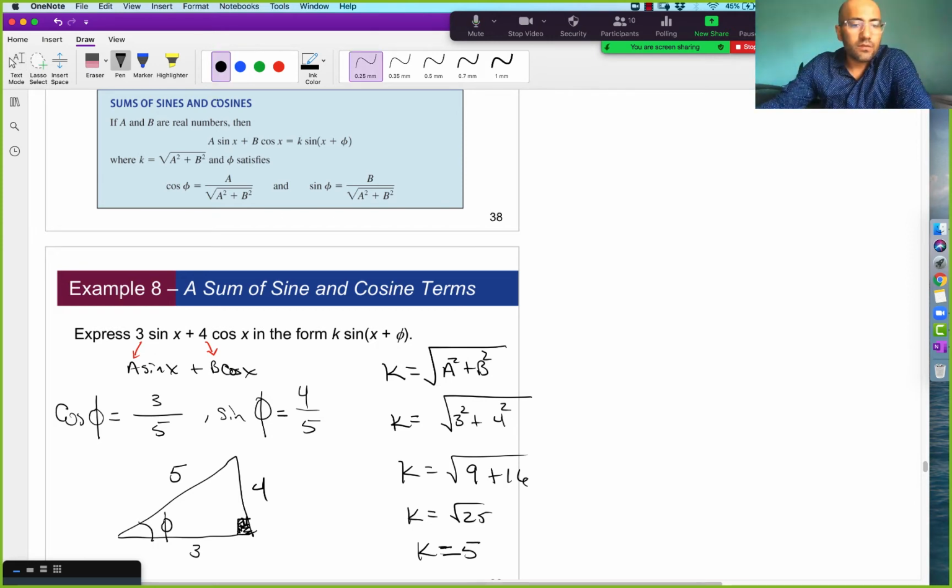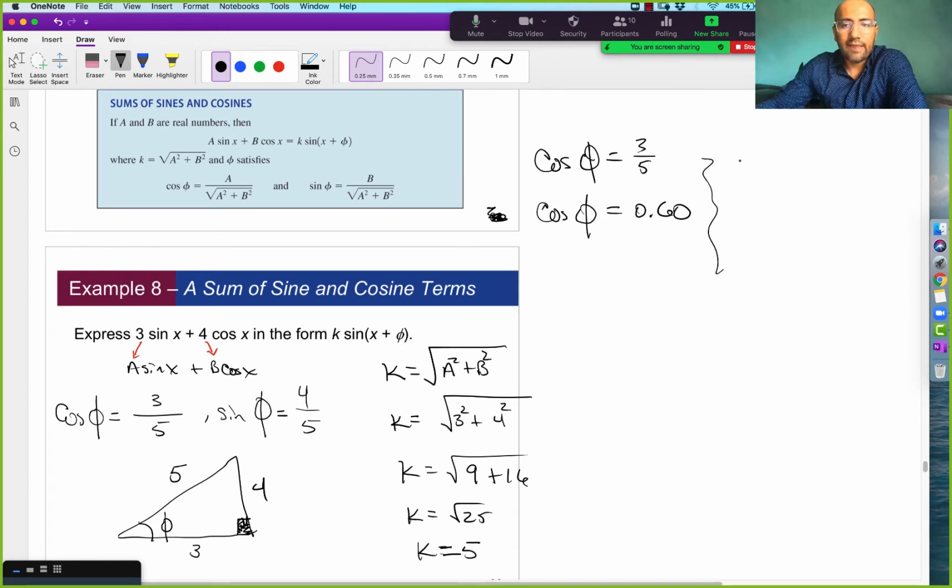Okay, so then we have cosine of phi is equal to 3/5. So cosine of phi equals 0.60. We're looking for an angle such that cosine of that angle equals 0.6, and at the same time, we have that sine of phi must be equal to 4/5. So the sine of the phi angle must be equal to 0.80.